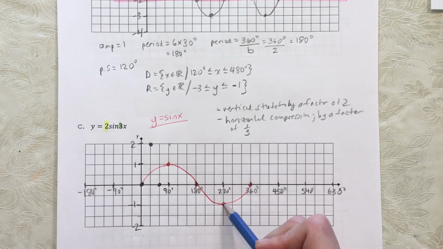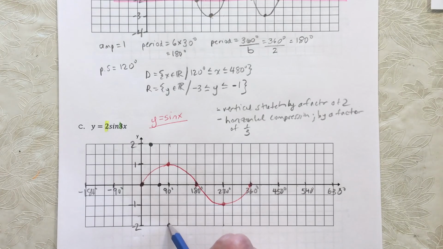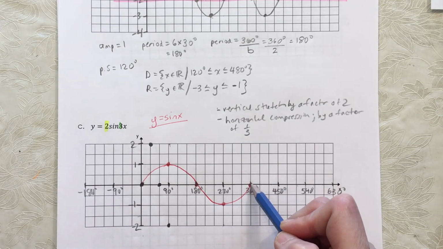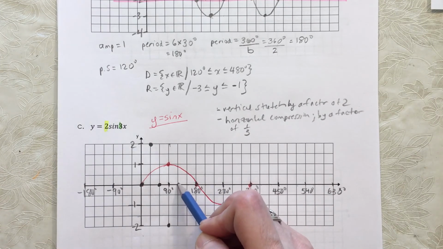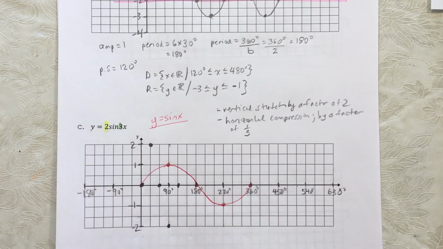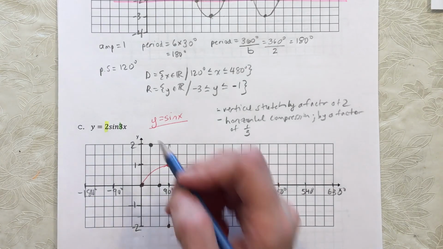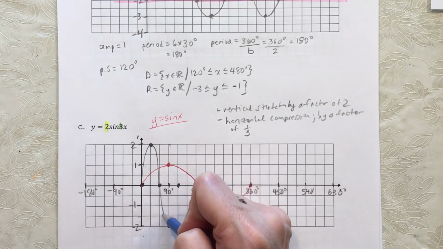And then double my distance from the x-axis, so down at -2, and then 1/3 my distance from the y-axis, so 270 divided by 3 is 90. And then my last one, double distance from the x-axis, so I stay on it. And then 360 divided by 3 is 120. So here's my 1, 2, 3, 4, 5 points that I transformed from my 5 important points for my parent. And I should be able to get my 1 cycle in.